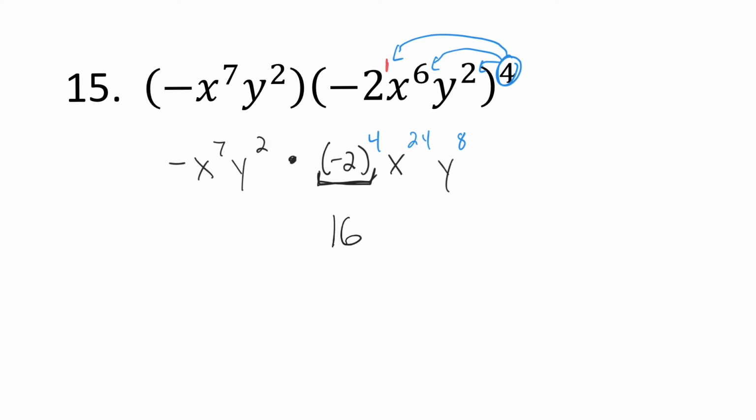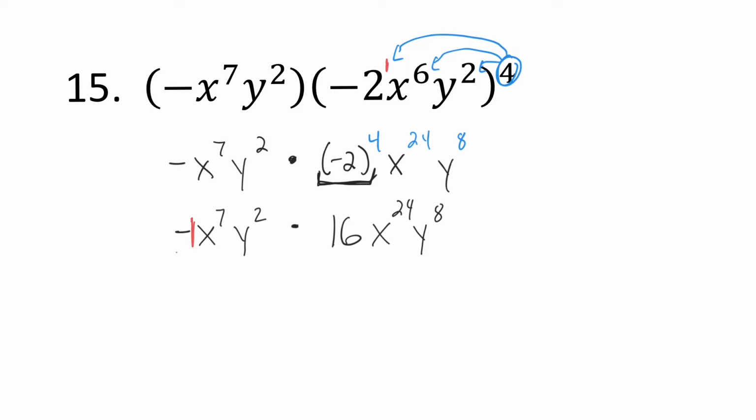So I know it's going to be positive 16. You have the x to the 24th power and the y to the 8th power. Over here, we do have a negative x to the 7th and a y squared, and you're multiplying. Now remember, this negative actually has an invisible 1. So we have a negative 1x to the 7th. So let me put the 1.